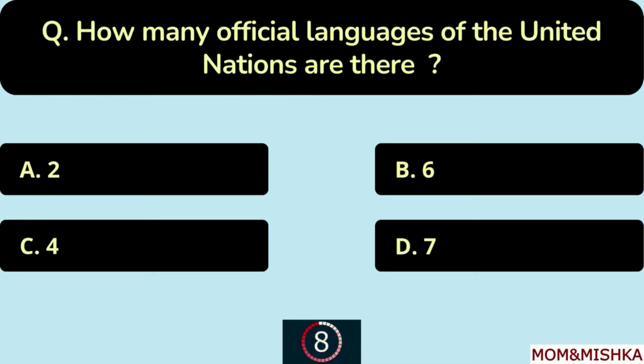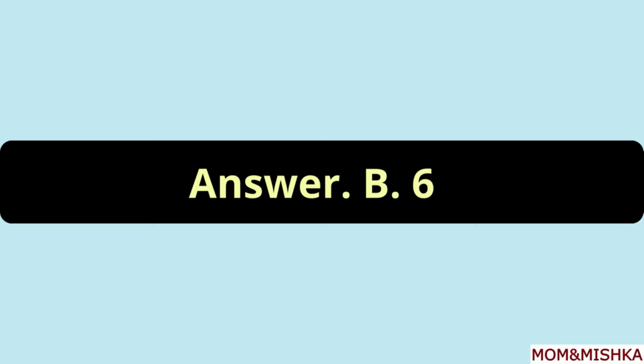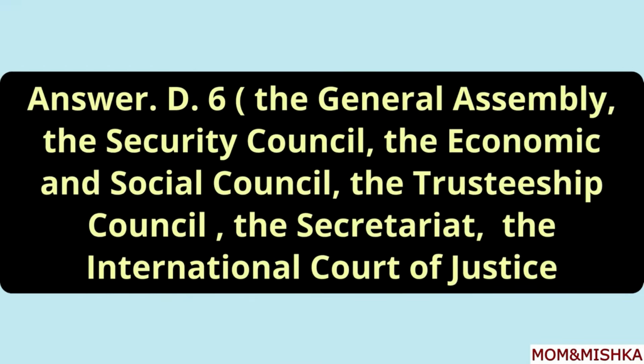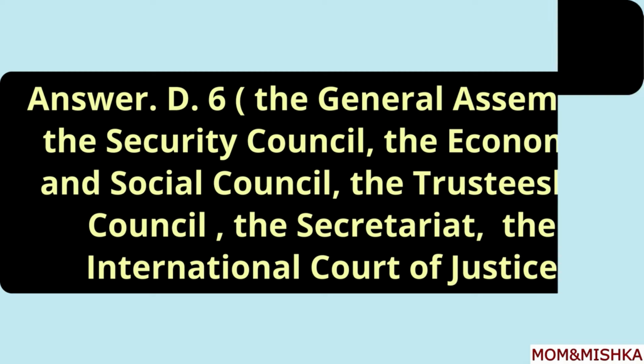How many official languages of the United Nations are there? Total 6, option B. How many organs are there in the United Nations? Option D, 6 organs. Their names are the General Assembly, the Security Council, the Economic and Social Council, the Trusteeship Council, the Secretariat, and the International Court of Justice.